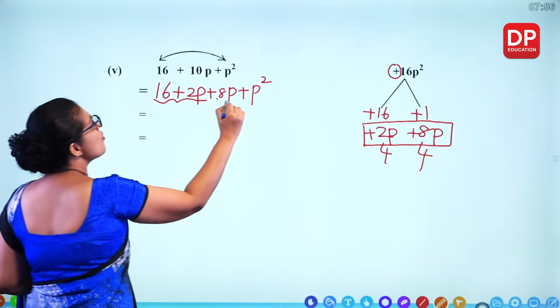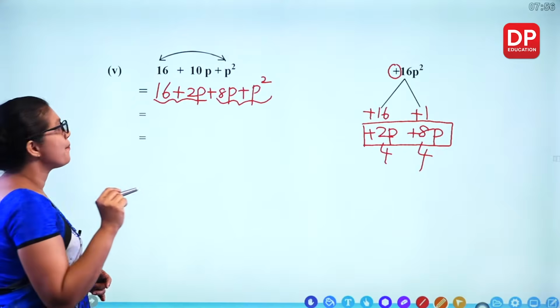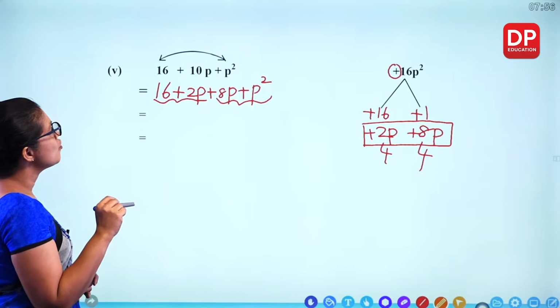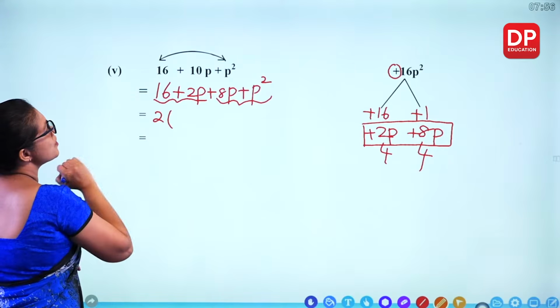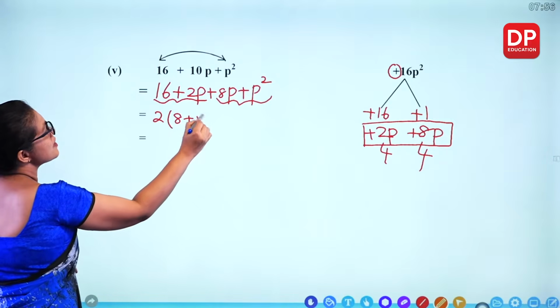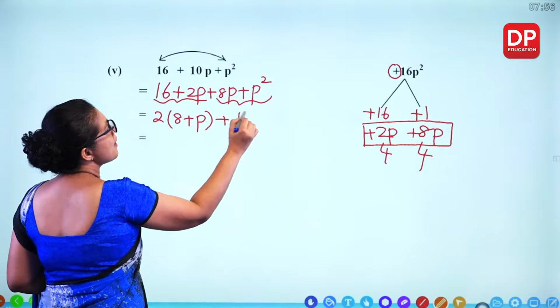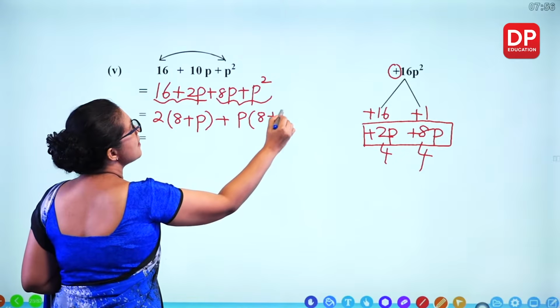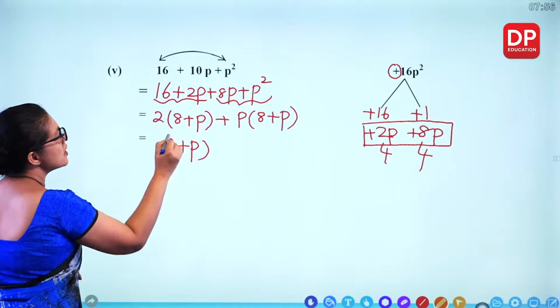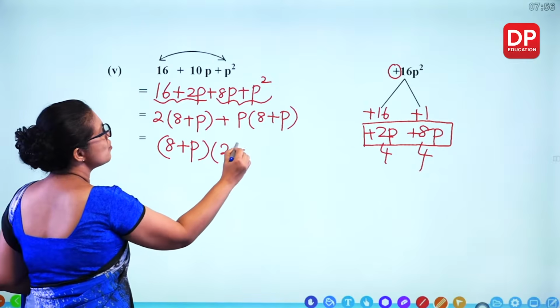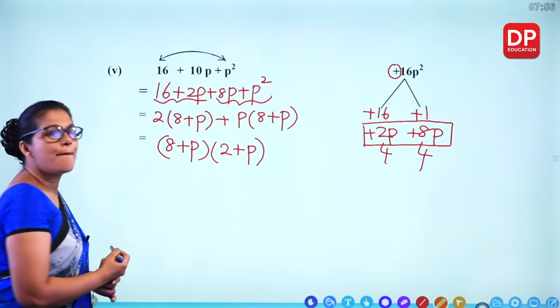Take 2 at a time, rule number 3 now. When you get 4 terms, take 2 at a time and factorize. Take 2 out, 2 is common, you get 8 plus p. When you take p out, you get 8 plus p again. Then 8 plus p, take it out, you get 2 plus p.